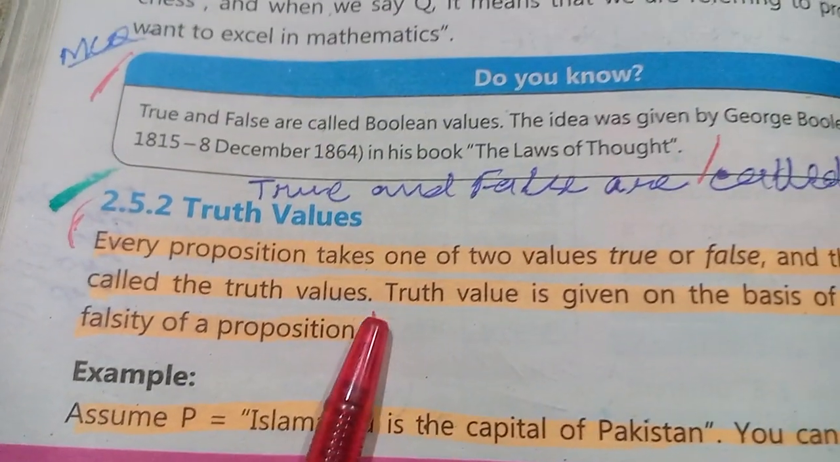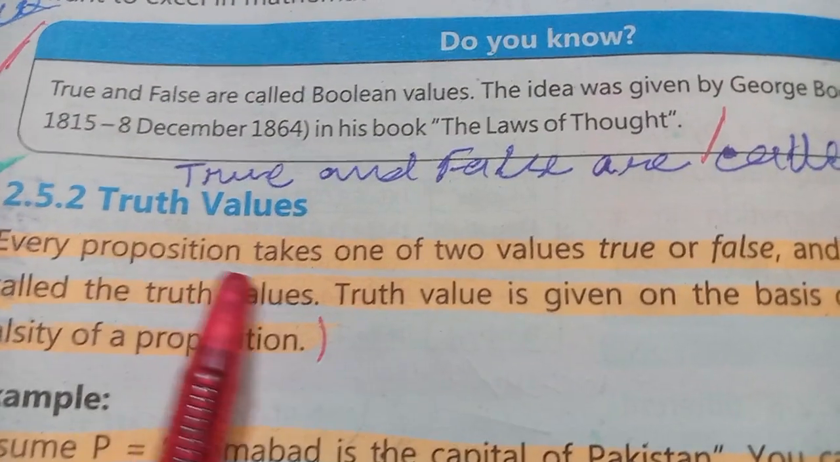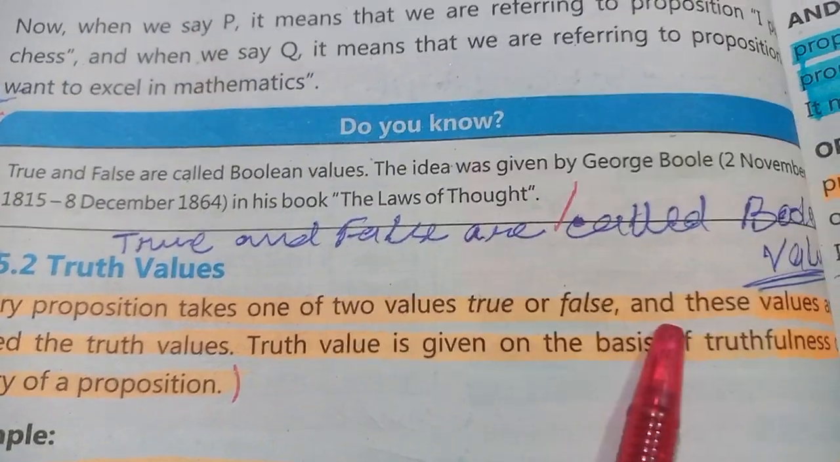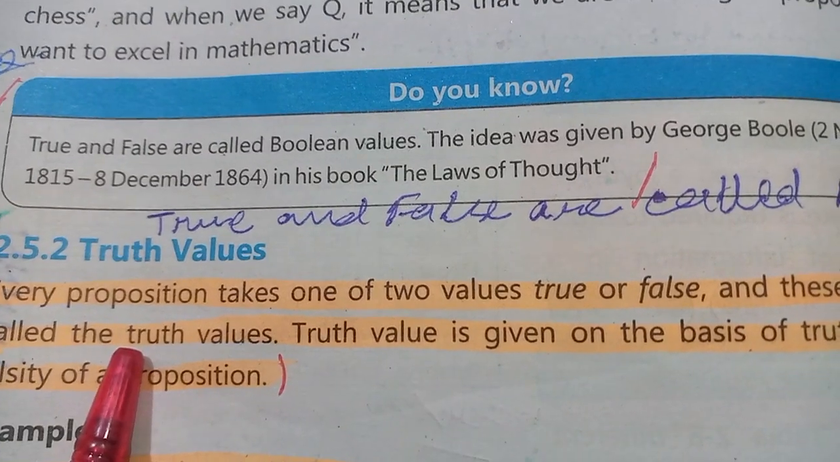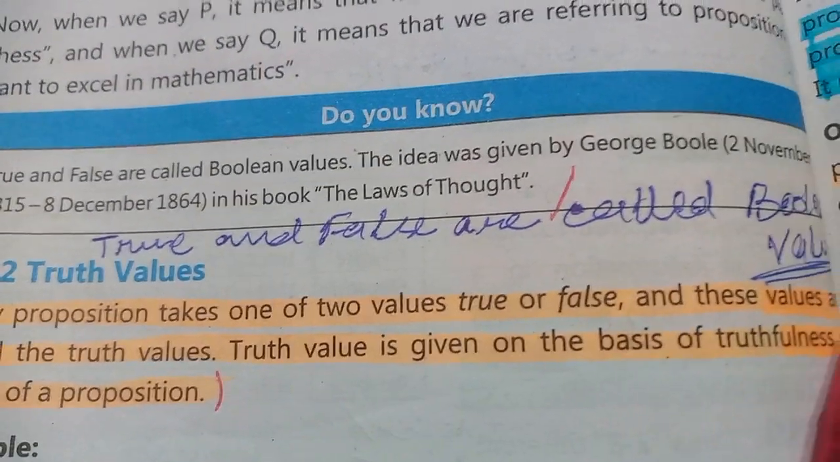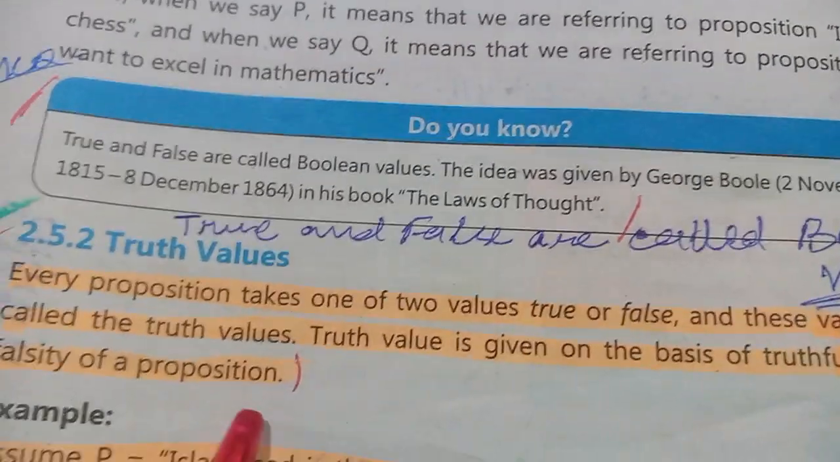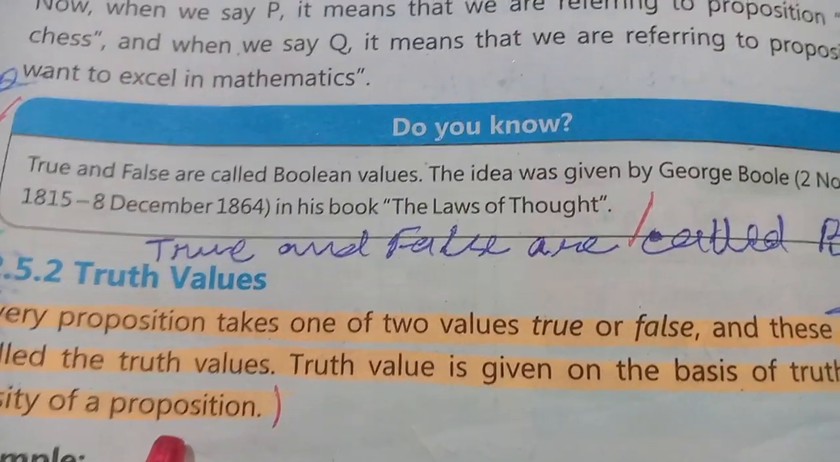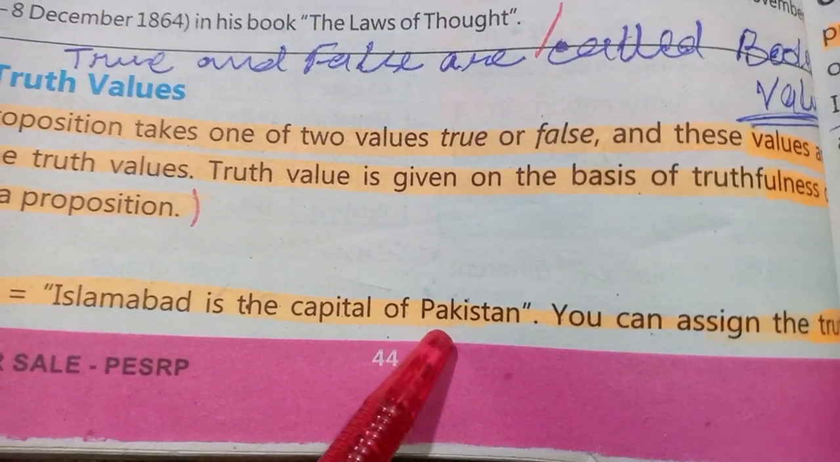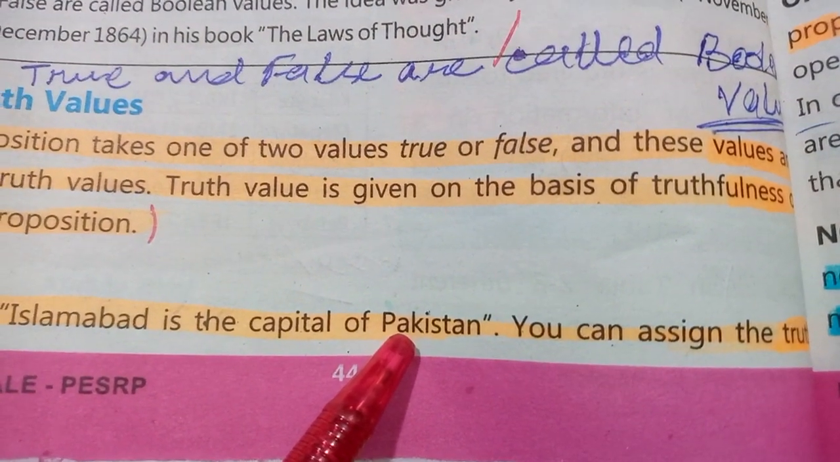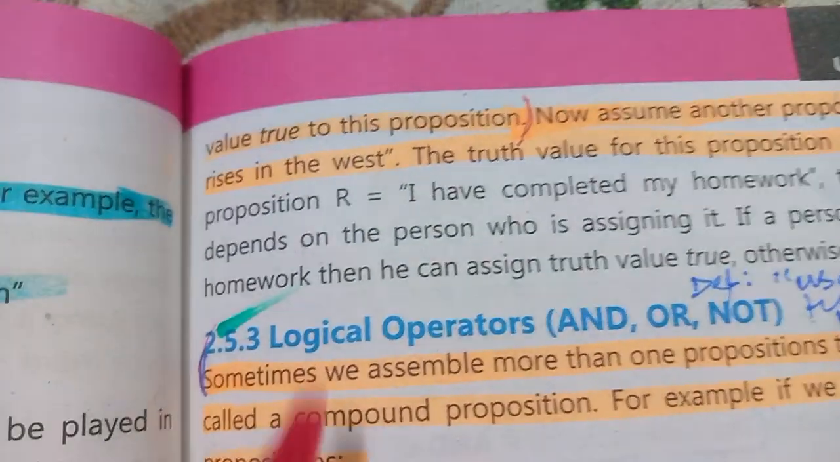Okay, the next question is truth values. Short question: every proposition takes one of 2 values, true or false, and these values are called the truth values. Truth value is given on the basis of truthfulness or falsity of a proposition. 2 examples of truth values are given in this book. Assume P equals Islamabad is the capital of Pakistan. So this statement is true. You can assign a value of true on the basis of its truthfulness.